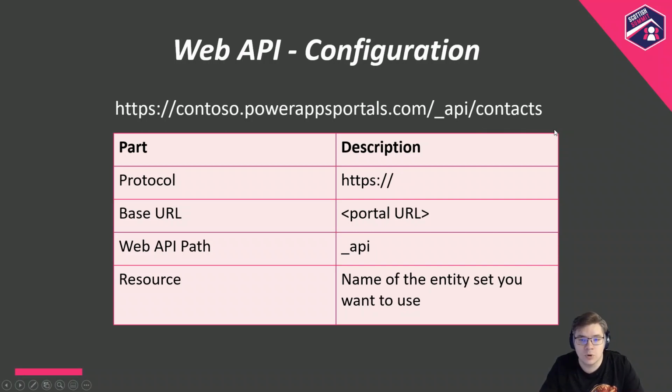Now, and this is really important, the name of the resource in this case would be not the name of the entity, but the name of the entity set. And what's the difference between entity set and entity name? Well, as you can see, it's not contact, but contacts. So for account, it will be accounts. Keep in mind that if your entity ends in S, it will be different. So you would need to check in the metadata the EntitySetName or LogicalCollectionName property to find out the proper name of your entity set.